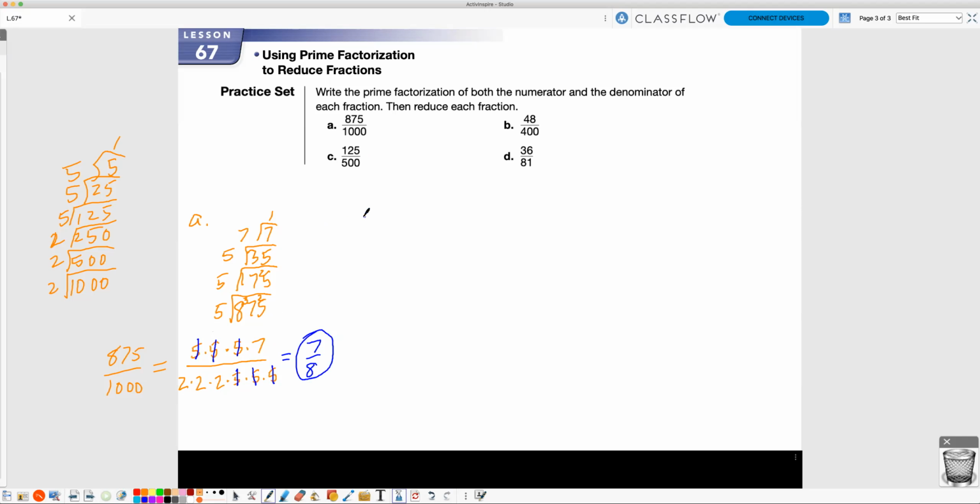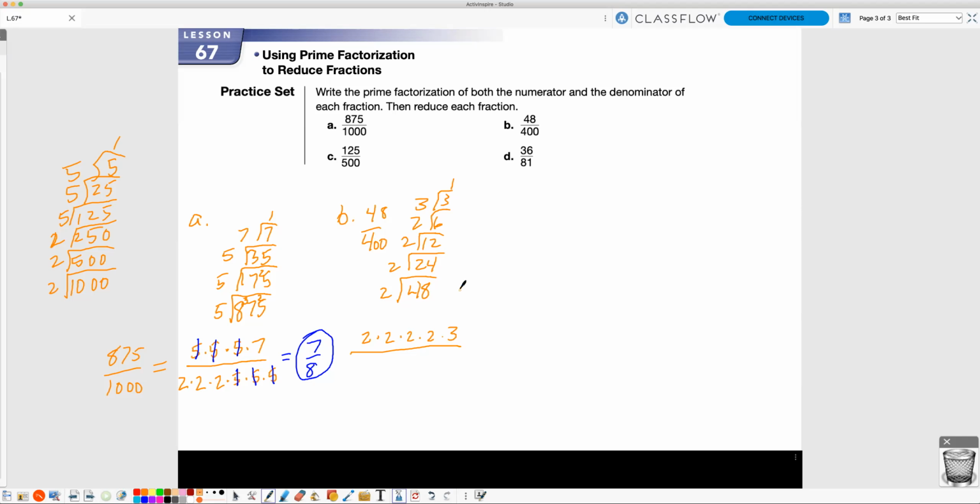All right, for letter B, when you're doing this one, it's 48 over 400. So again, you need to do prime factors of 48. I'm going to start with the division by primes again. 2 will go into that 24 times. 24, 12, 2, 6, 2 again, 3, 3, 1. So that means the numerator for 48 is going to consist of 2 times 2 times 2 times 2 times 3. That's the numerator equivalent for 48.